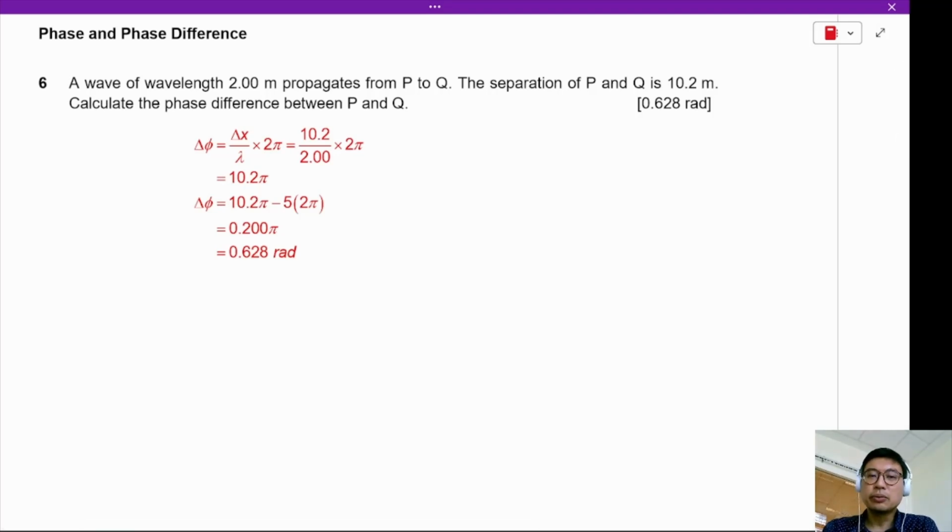Now I'm not going to go through Waves questions 1 through 5 because they are too simple. Let's take a look at Waves question 6. Over here we have a wave of wavelength 6 meters that propagates from P to Q.